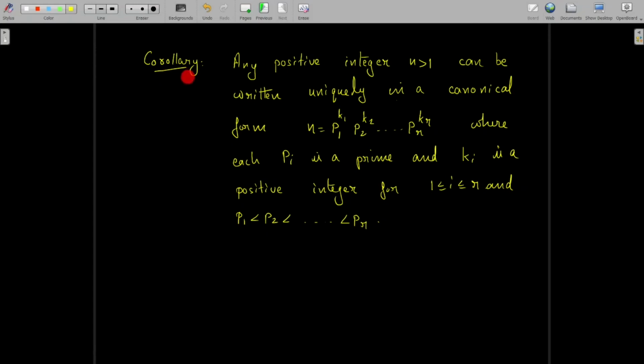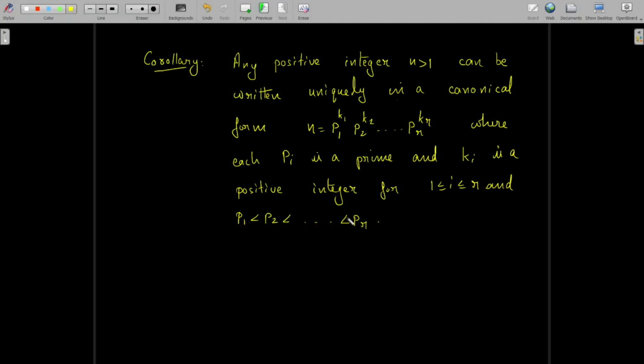Now we have a corollary. Any positive integer n greater than 1 can be written uniquely in a canonical form n equal to p1 raised to k1, p2 raised to k2, etc. pr raised to kr, where each pi is a prime and ki is a positive integer for 1 less than or equal to i less than or equal to r, and p1 less than p2 less than etc.